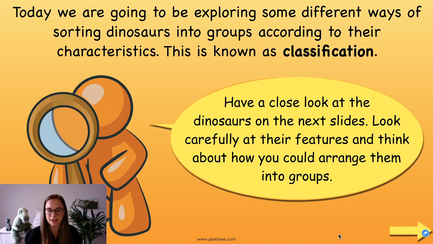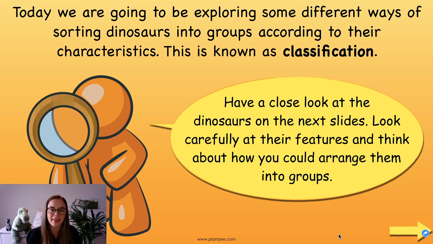Okay, so I'm just going to read this slide. You can read along with me if you like. Well done, Albert. Albert was saying the Ankylosaurus has a bump on their tail to hit the ground as they eat meat. Brilliant. So today we are going to be exploring some different ways of sorting dinosaurs into groups according to their characteristics. This is known as classification. Have a close look at the dinosaurs on the next slide.